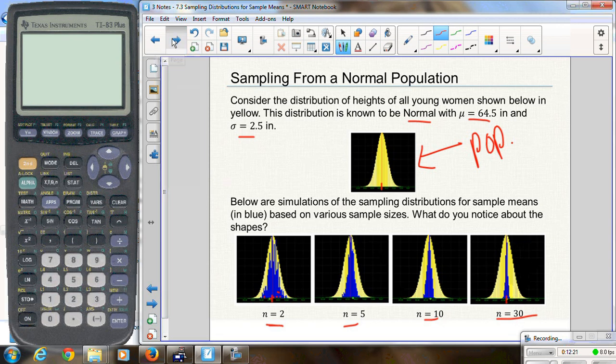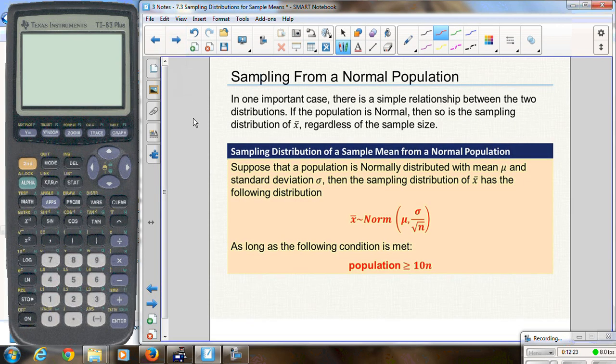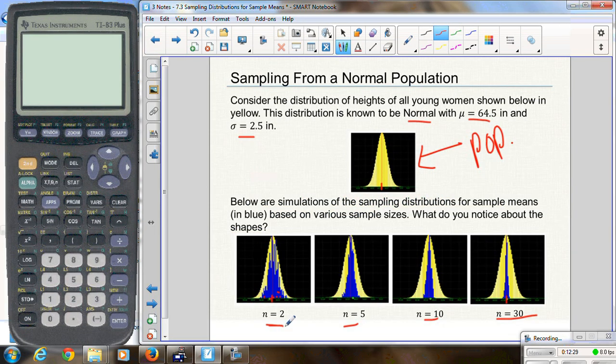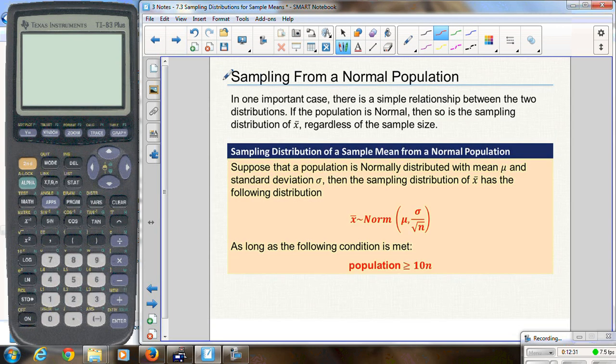So if I'm pulling from a normal population, then regardless of my sample size, even if I pull a sample of size 2, we could still see that the sampling distribution was still bell-shaped and symmetric. So if the population is normal, regardless of the sample size, X bar is going to be distributed normally as well. And we'll just use the mean and the standard deviation formulas that we had on the previous slide.